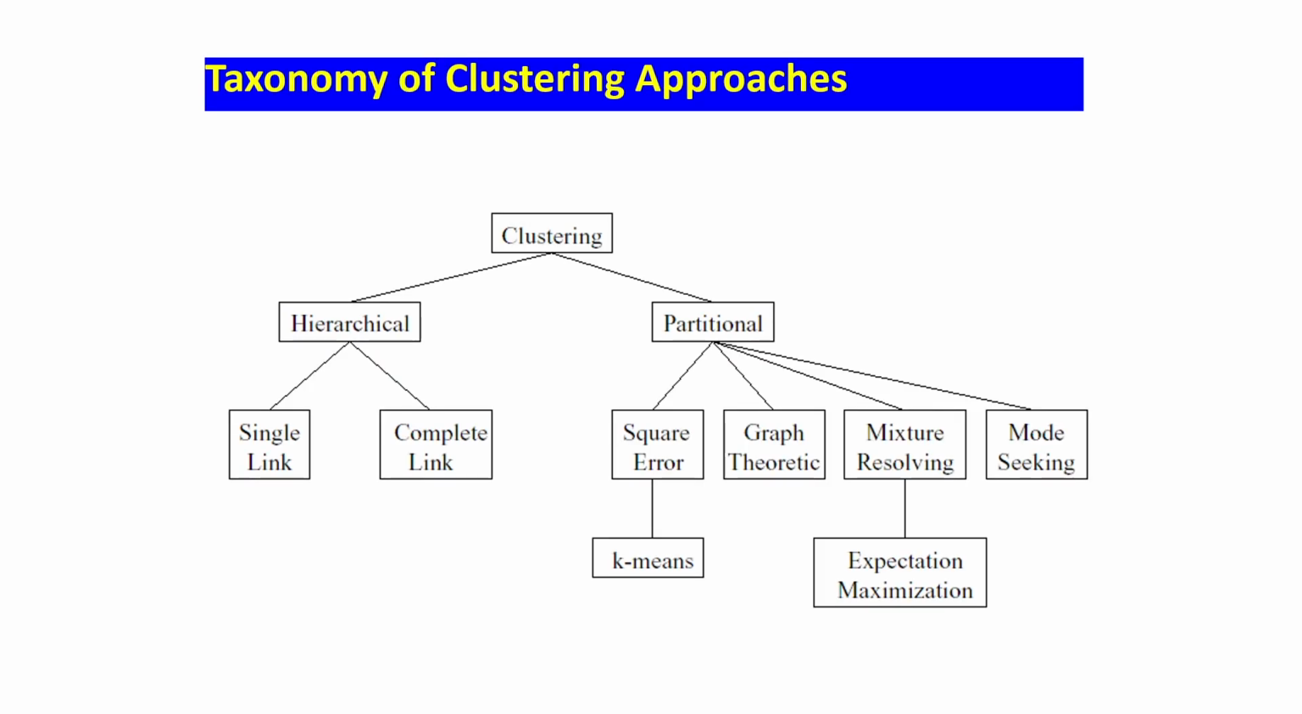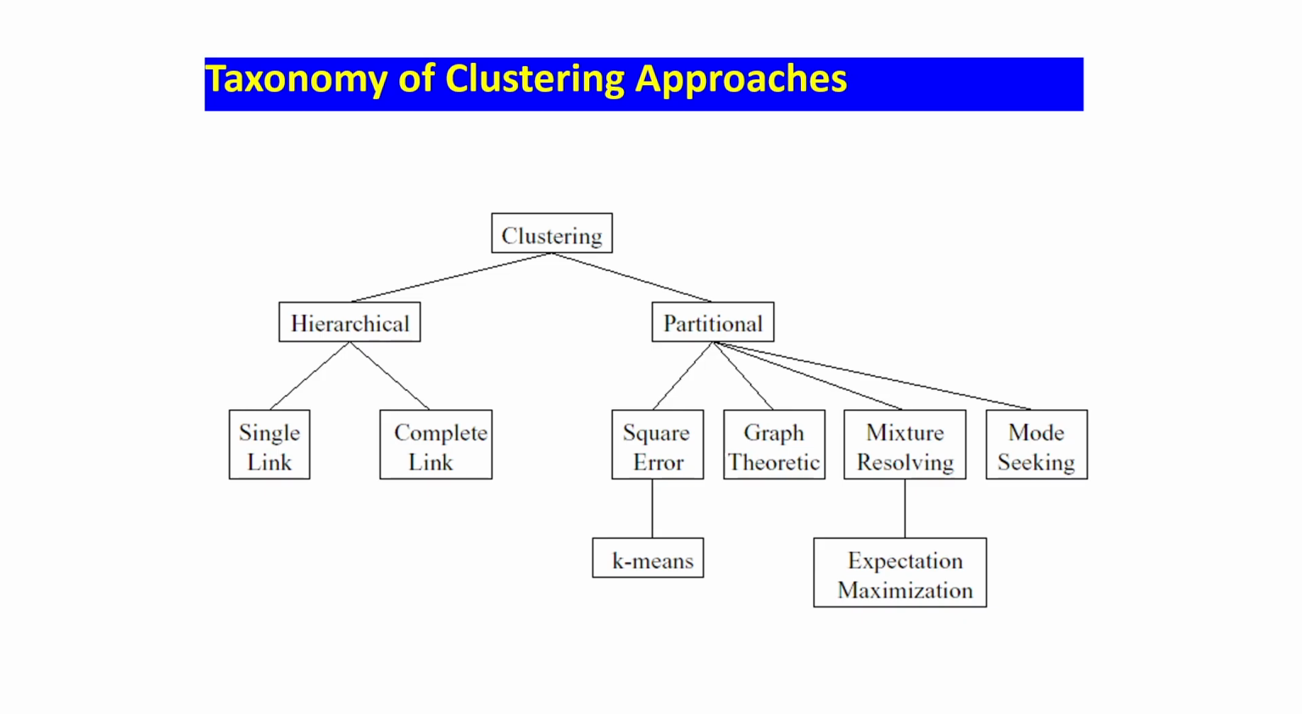Well, as you know, the taxonomy of clustering is basically like this. You can have hierarchical clusterings, where it is possible to have a single link between the hierarchies, or you can make a complete link between the hierarchies also, we will talk about it. And then you can have what is known as partitional clustering, that is where K-means comes into the picture. You can always talk about distance between the points, you can use a graph, you can use mixture resolving capabilities or mode seeking capabilities.